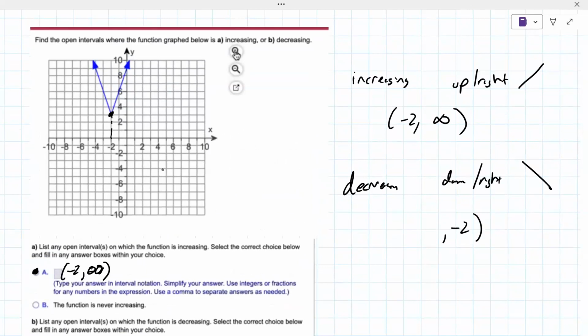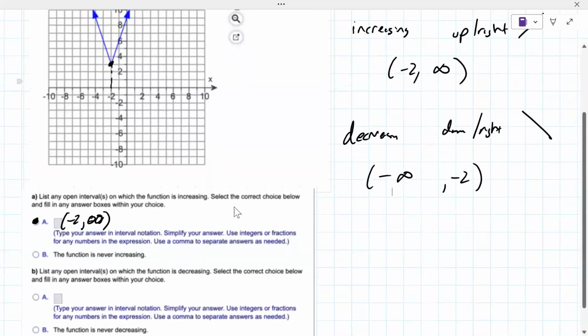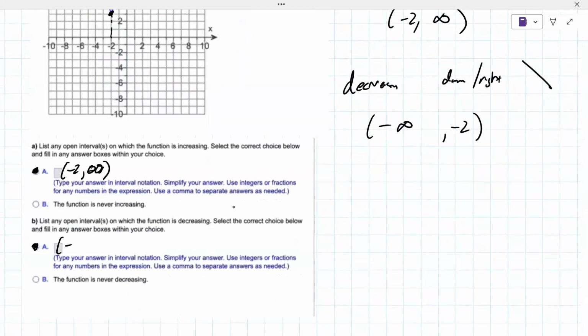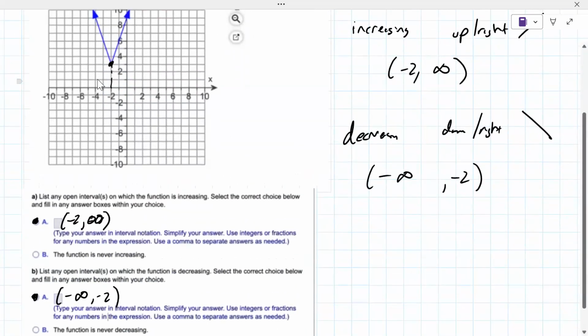The rightmost value is -2. It's negative infinity to -2. The graph is either increasing or decreasing, so again you can choose this one, negative infinity to -2. It's not going to be constant anywhere in your class. Is that okay? Yeah, that makes sense.